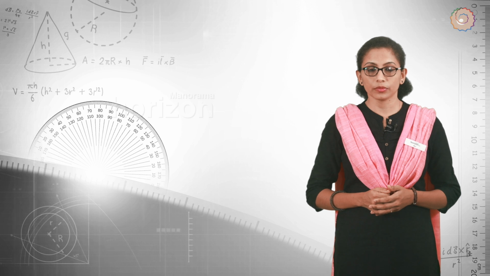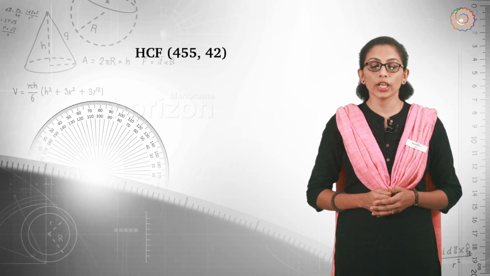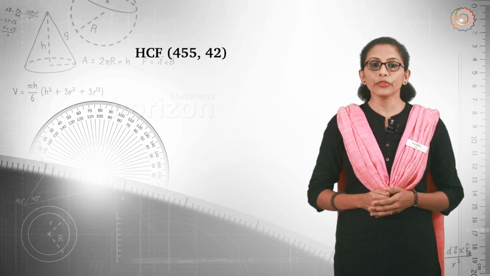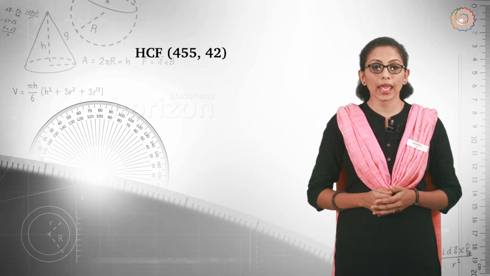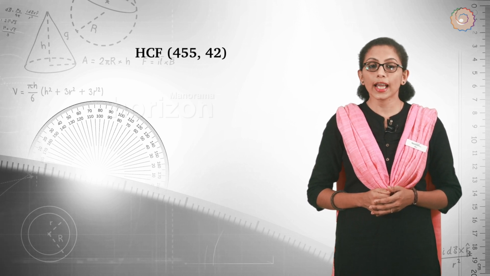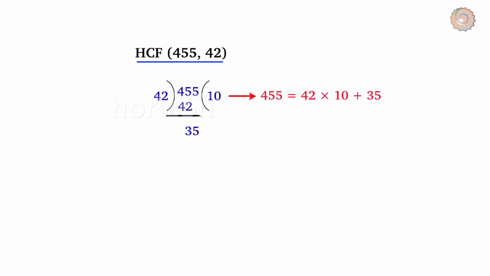Let's see one example. To find the HCF of two numbers 455 and 42, we know HCF of two positive integers a and b is the largest positive integer d that divides both a and b. Let's find the HCF of integers 455 and 42. We start with the larger integer, that is 455. Then we use Euclid's lemma to get 455 = 42 × 10 + 35.